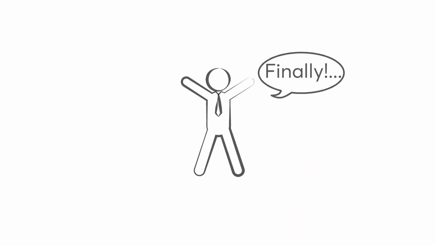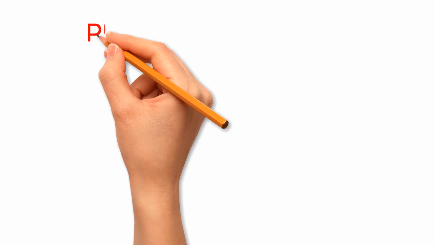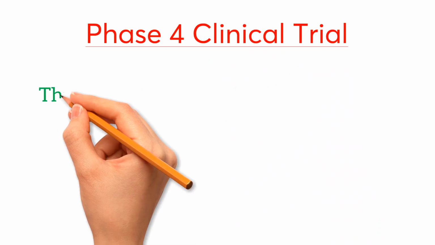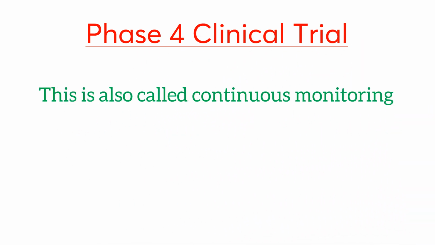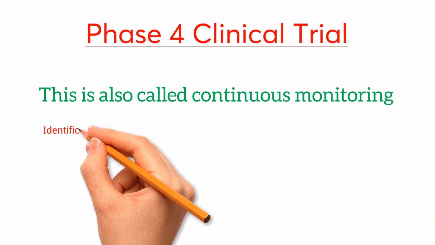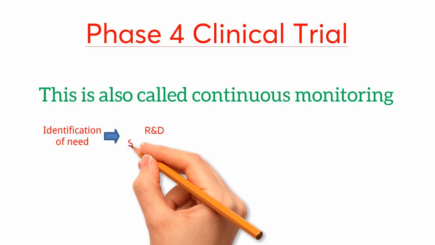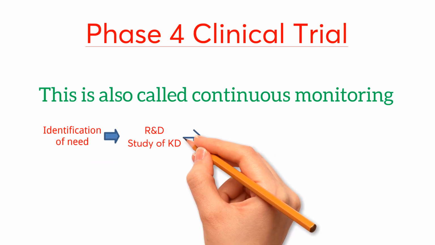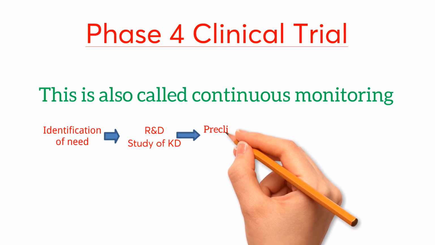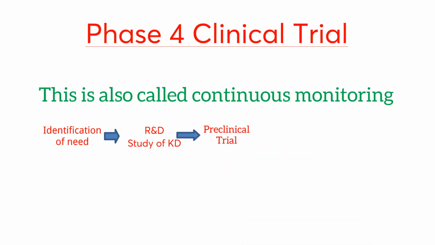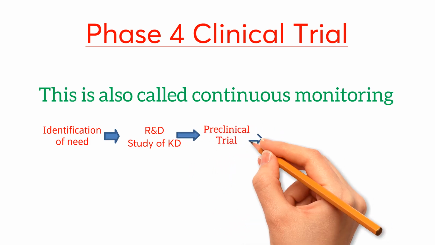The drug now enters phase 4 clinical trial, where the data is collected for a very large population, and if there is a statistically significant effect on the drug, this is called continuous monitoring. The whole process from discovery to approval by the FDA can take up to 15 years and billions of dollars.